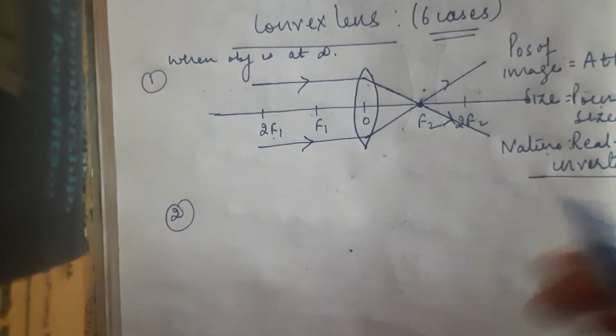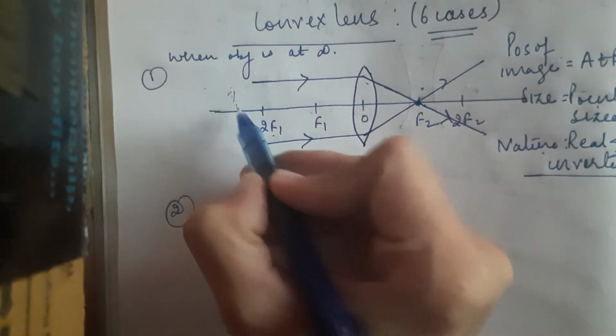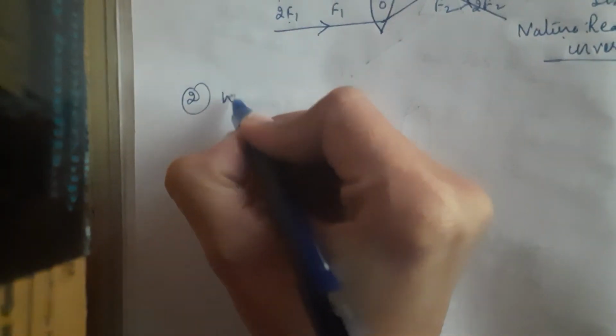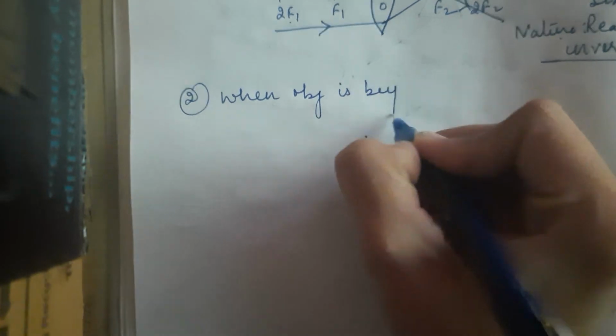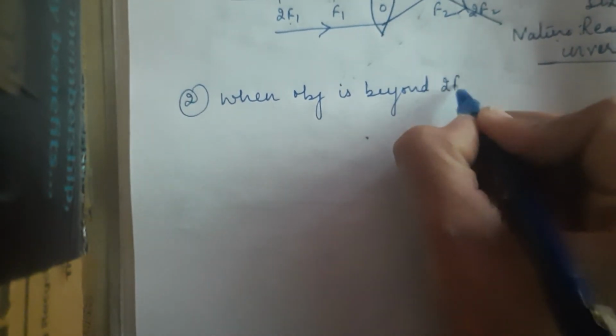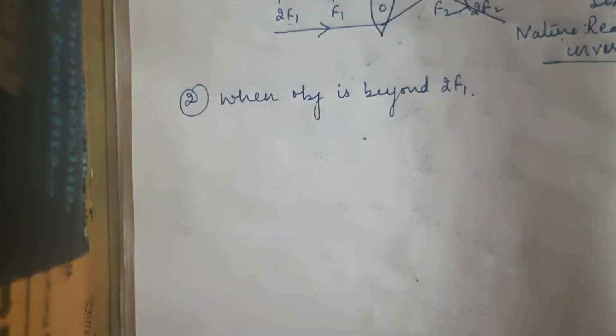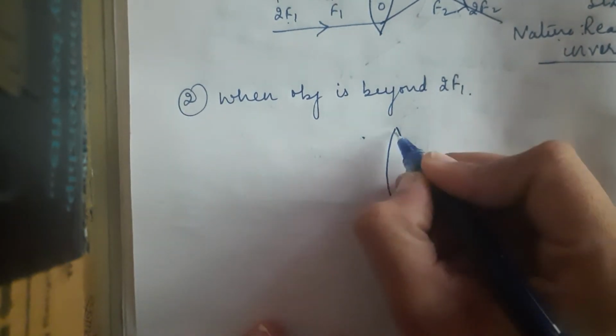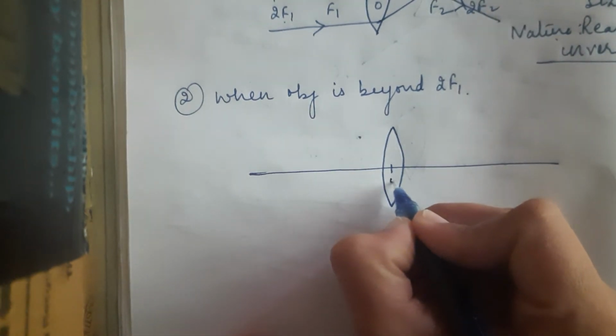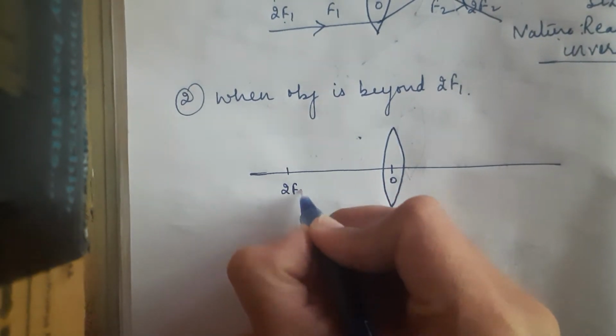So let's move to the second case. As you're already familiar, the next possible case is when the object is beyond 2F1. Okay, so this is the convex lens. Make sure that it is symmetrical. Draw the optic axis. Mark all the terms.